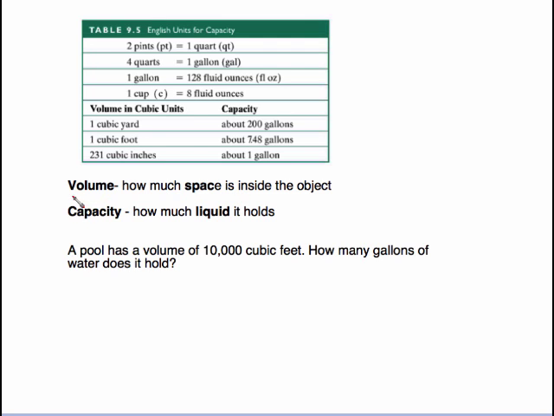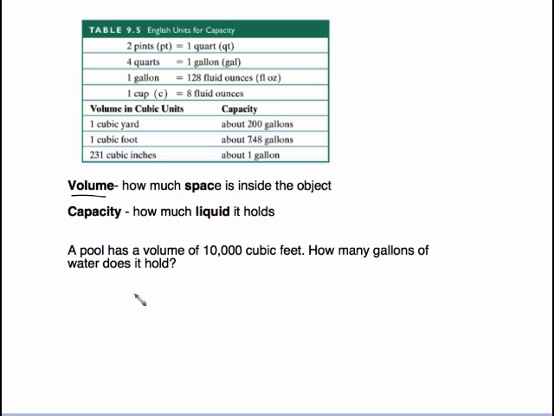Now volume is how much space is inside the object. So volume is talking about a 3-dimensional object. Capacity is how much liquid it holds. So there's a little difference between volume and capacity. But here are all the conversions we will use between the volume and the capacity and between English units for capacity.